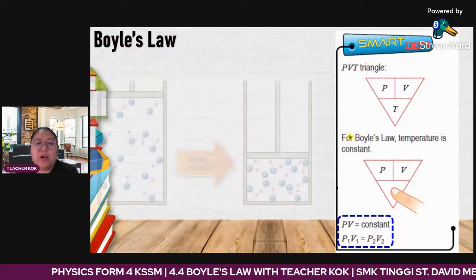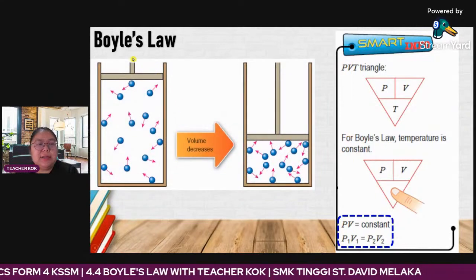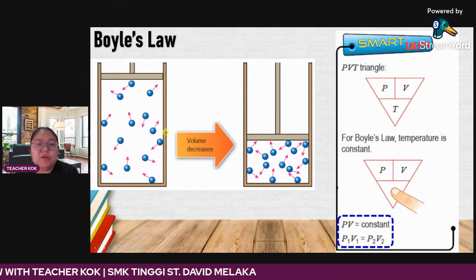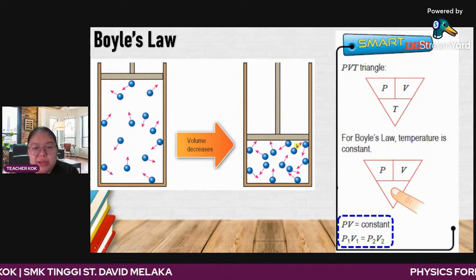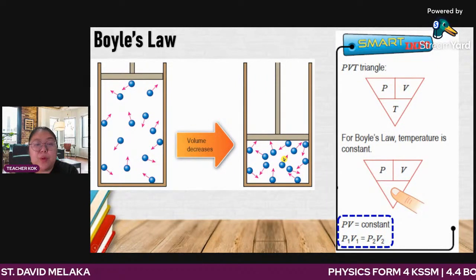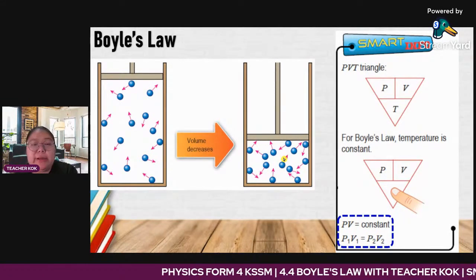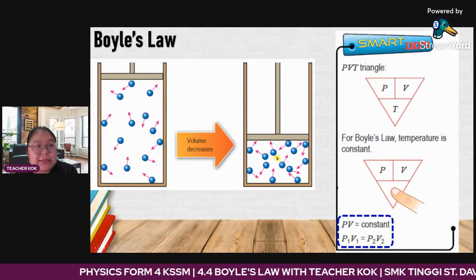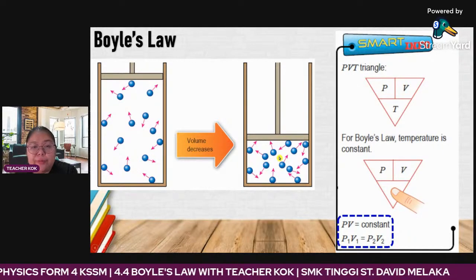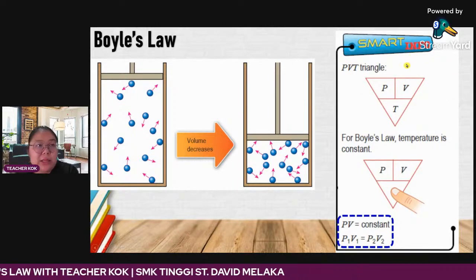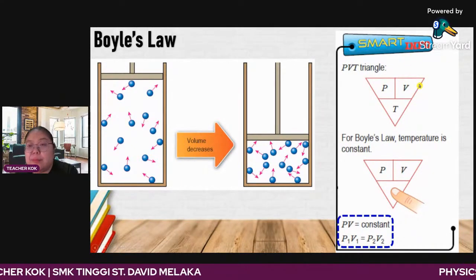This is one of the tips to help you see it. This is a full piston, so the volume is bigger. When I make the volume decrease, the molecules hit the container wall more frequently. The velocity is the same, there's no increase in movement, just more collisions. This is one smart way to remember the formula.